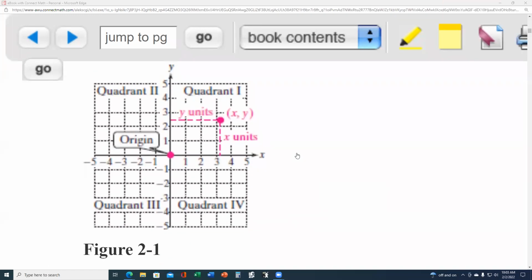And notice the X and Y axis splits up our plane into 4 quadrants. This is quadrant number 1, bounded by the positive X and the positive Y axis. Quadrant 2, bounded below by the negative X axis and to the right by the positive Y axis. Quadrant 3, bounded by the negative X and negative Y axis. And quadrant number 4, bounded by the positive X and the negative Y axis here.